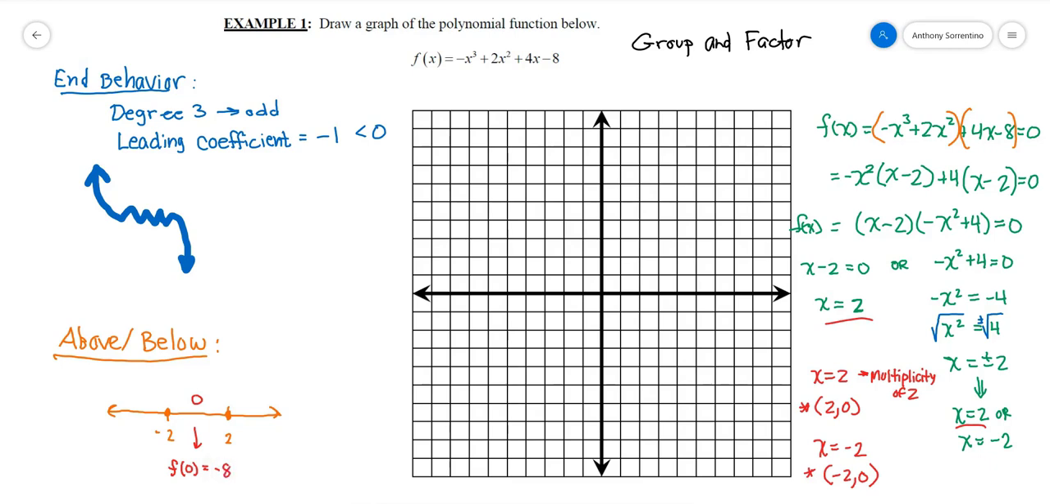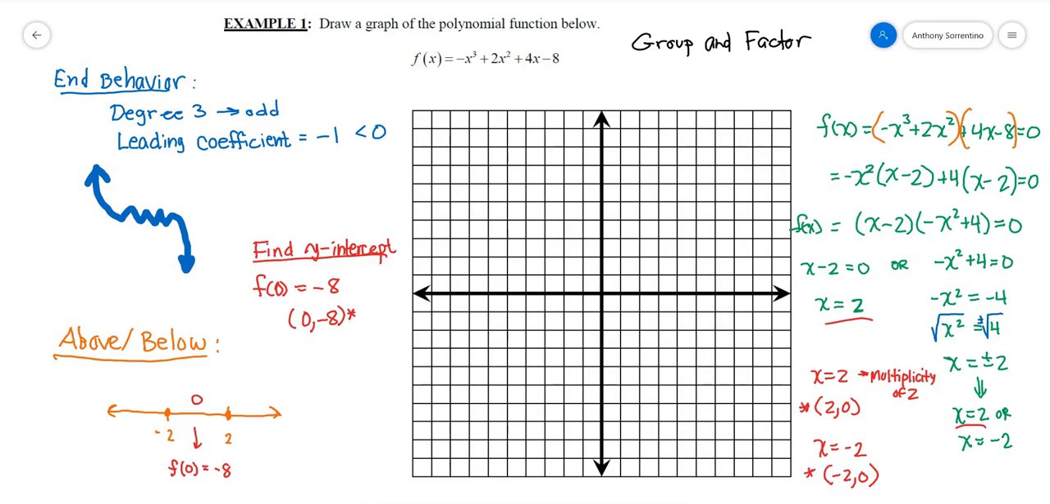Pretty simple to use because of the fact, and this is also part of the next step, we do want to find the y-intercept. So as I said, some of these things listed here, you can kind of kill two birds with one stone in some of them. So I know that f of 0 is equal to negative 8, which means that (0, negative 8) is also another point on the graph that I'm going to plot. Knowing that f of 0 is negative 8, that tells me that at 0 I'm below the x-axis. So between negative 2 and 2, I'm below the x-axis.